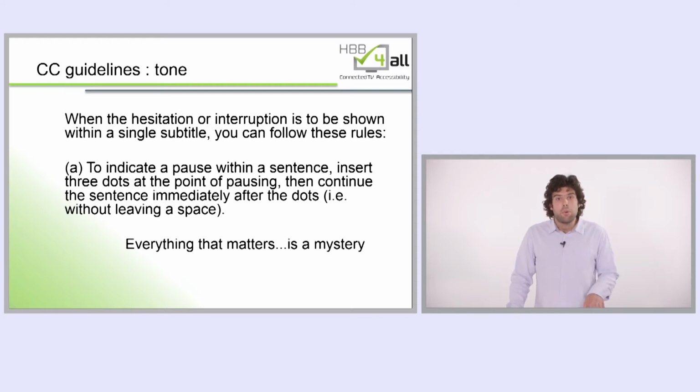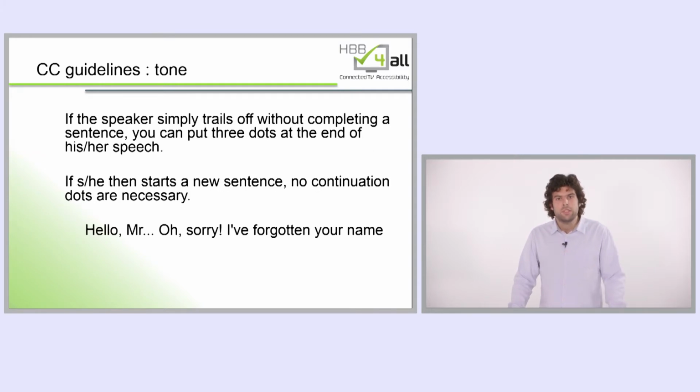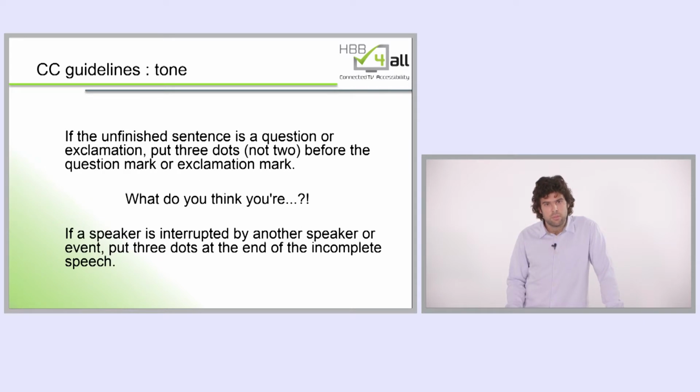A. To indicate a pause within a sentence, insert 3 dots at the point of pausing. Then continue the sentence immediately after the dots, for example, without leaving a space. Everything that matters is a mystery. If the speaker simply trails off without completing a sentence, you can put the 3 dots at the end of his or her speech. If she or he then starts a new sentence, no continuation dots are necessary. Hello, Mr. Oh, sorry, I've forgotten your name.